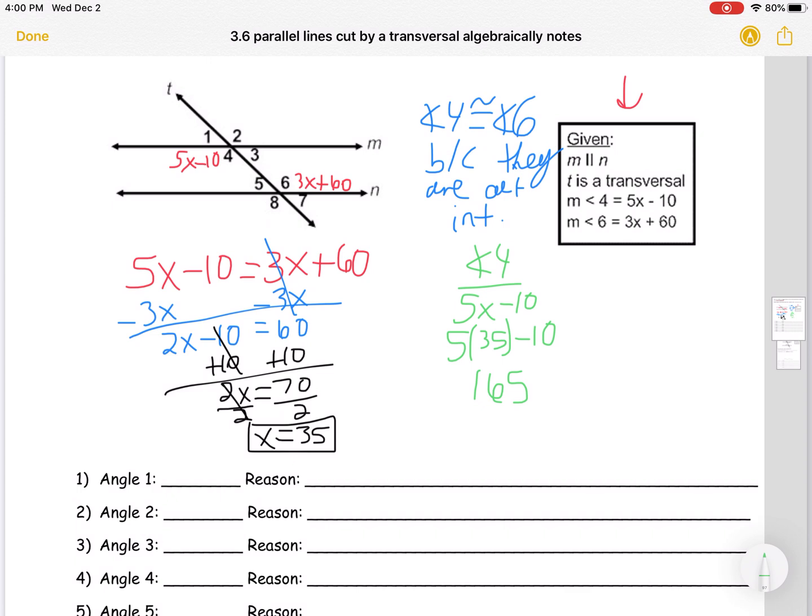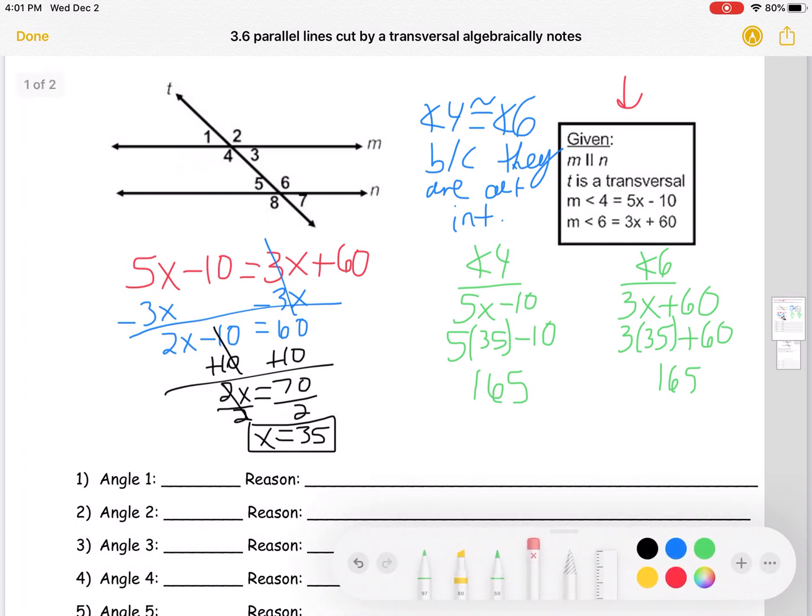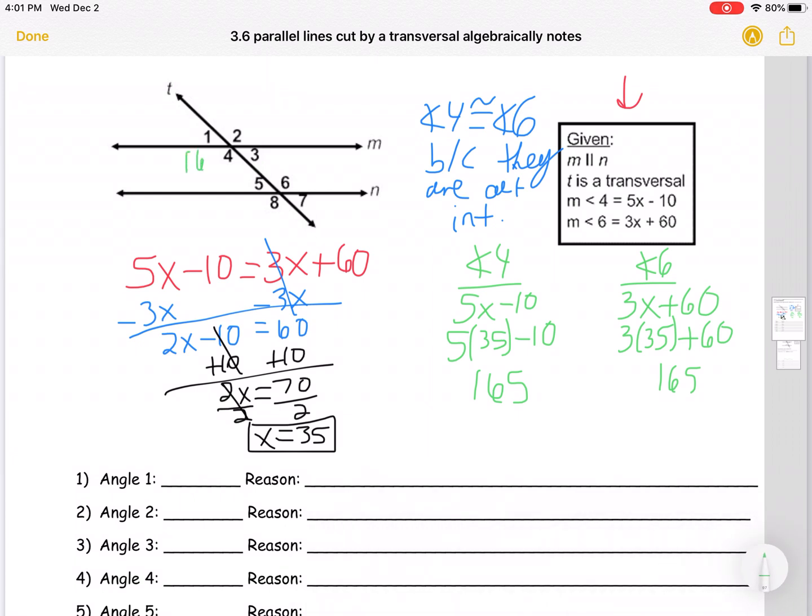Measure of angle 6 should be 165 as well because we know they're equal, but let's just check to be sure. So 3x plus 60. When I plug in 35 for x, let's see what we get. So 3 times 35 gives us 105. 105 plus 60 gives us, again, 165. The only reason I did that was to check, to make sure I was correct. So now I know both of these angle measurements. I know that they're both 165.